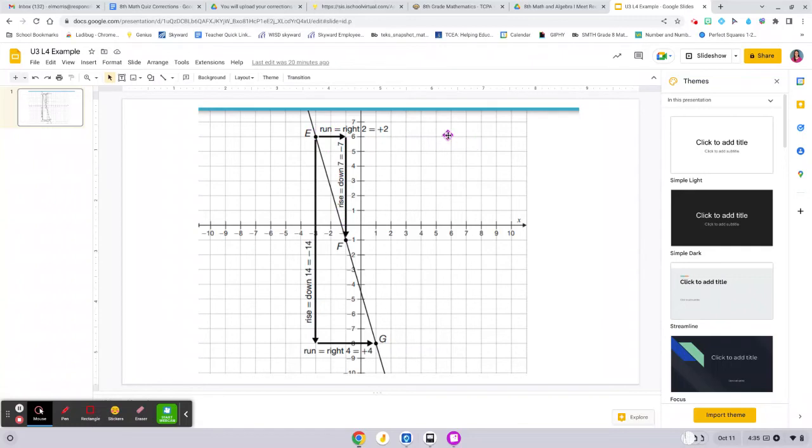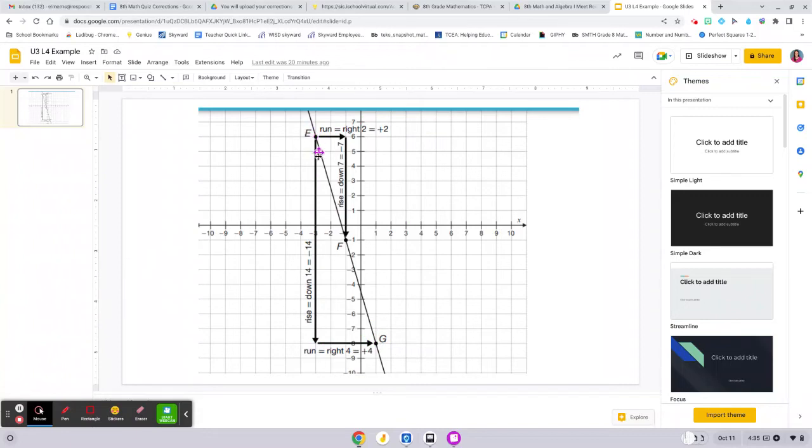It says draw a second triangle. This is number 14 on this assignment, by the way, that I'm reading. Draw a second right triangle below the graphed line between points G and E. So G and E is this one. And so you need to go all the way down for the rise and to the right to G. Okay, you could also choose to go up and to the left. Either way, you will get the same slope.